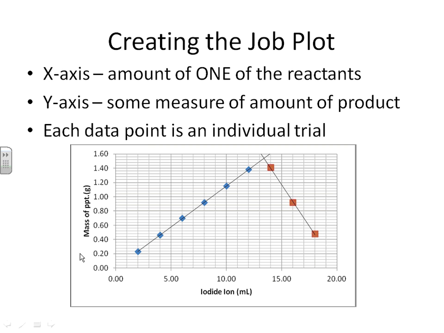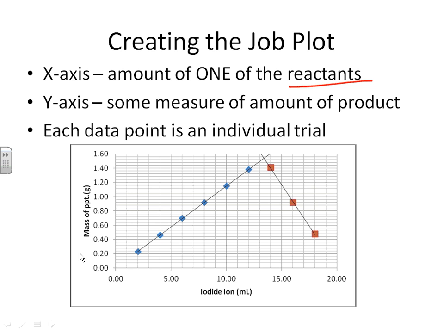Now, creating the job plot. This is the example job plot from your lab handout. X-axis, Y-axis. We always put the independent variable, the thing that you are changing, on the X-axis, and the dependent variable on the Y-axis. The X-axis is the thing that you have control over in a job plot, the amount of one of the reactants. So in this case, you're choosing to control the amount of iodide that's in the reactant. In the lab that we're doing, you're going to be varying either the sodium hydroxide or the unknown acid on the x-axis, the thing that you're changing.